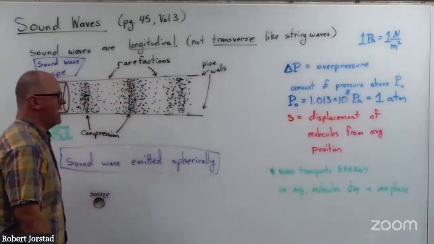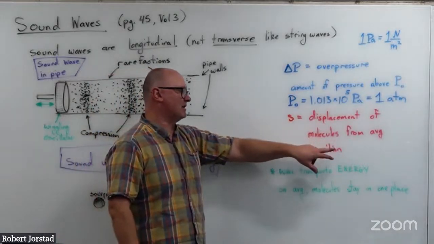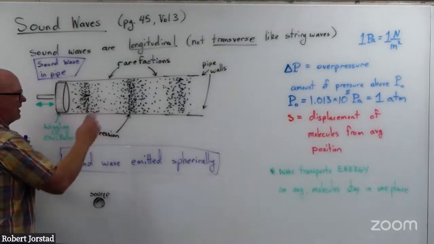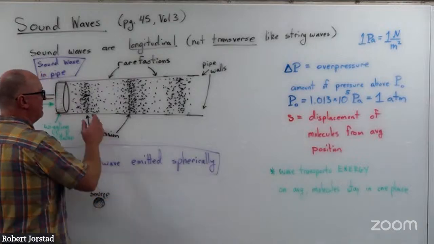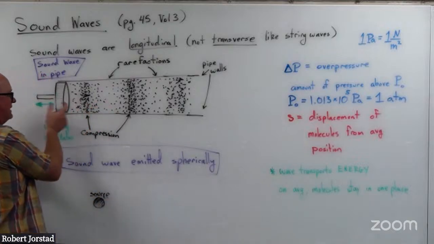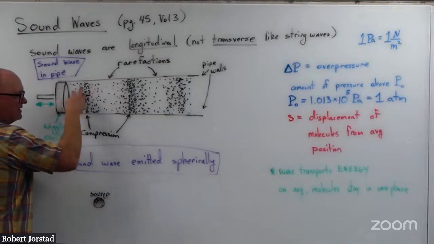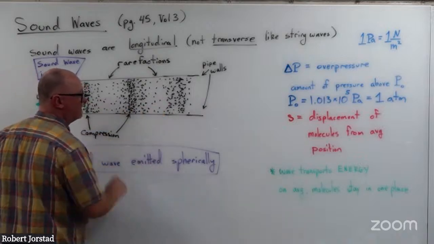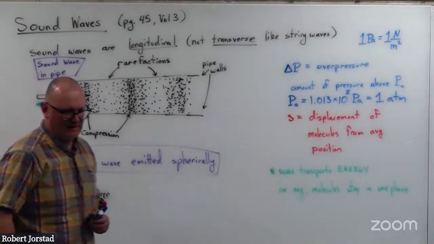S is going to be the variable we use for displacement of molecules from their average position. Remember, the molecules aren't going anywhere. Energy is traveling down the wave. But on average, the molecules are wiggling back and forth, just like this oscillator's wiggling back and forth. As the molecules collide together and send this energy down the tube, the wave is traveling, but the molecules on average stay in place.